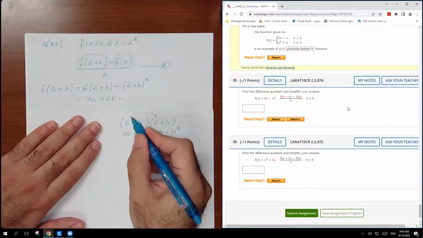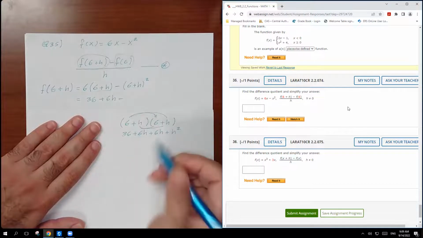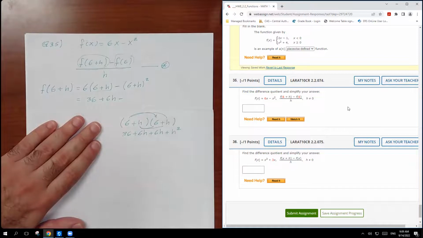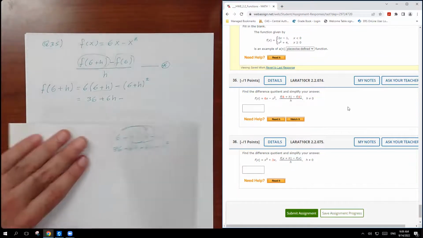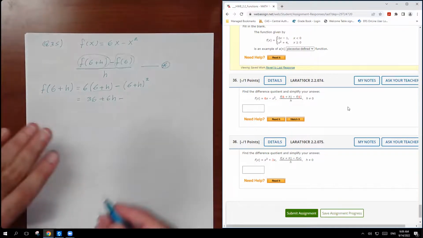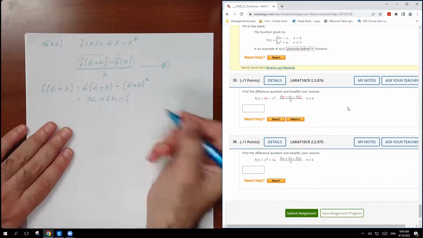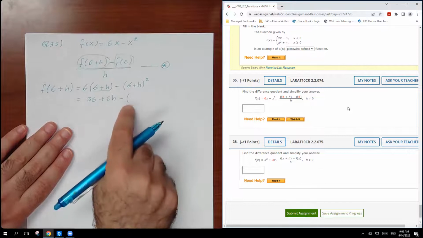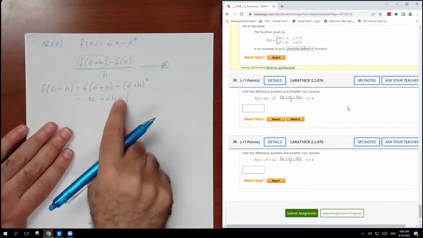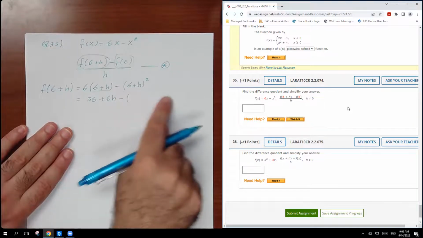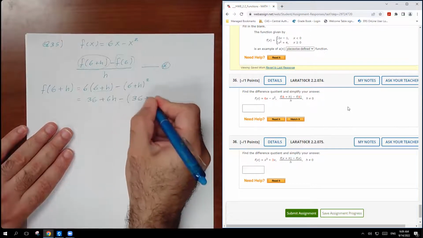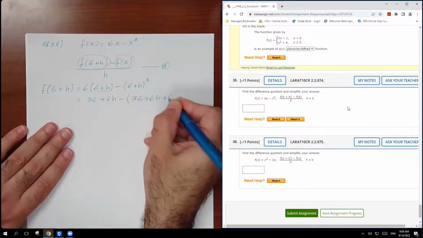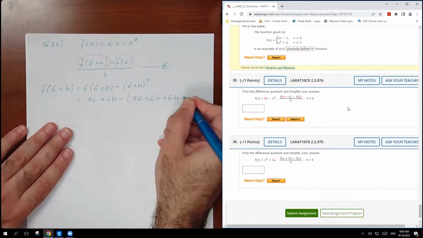That means I'm FOILing, so I'm not going to confuse myself. Then I'm going to bring back everything here. So this is minus parentheses. Do not forget you have to put parentheses because when you FOIL it, the sign is going to be distributed on each term here, which is 36 plus 6h plus 6h plus h squared.